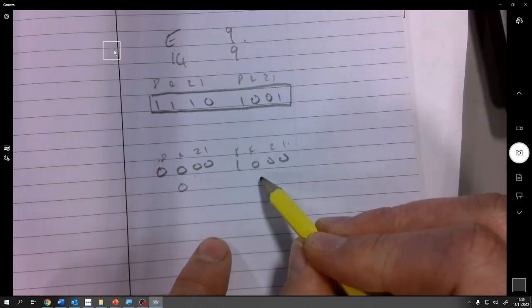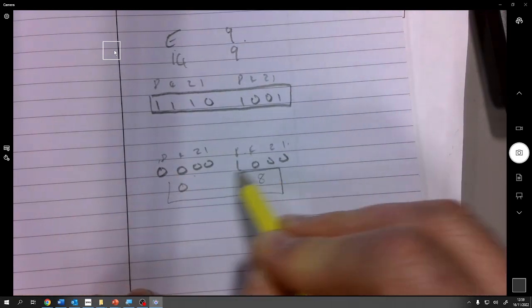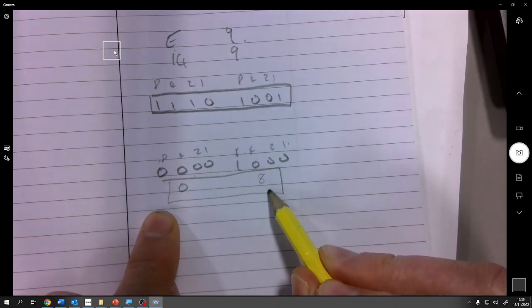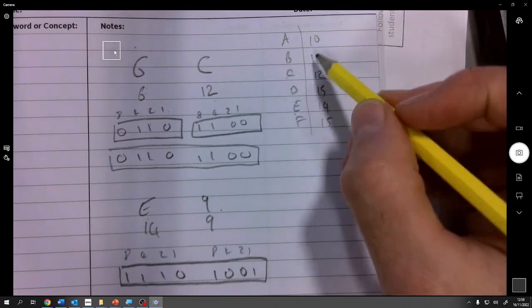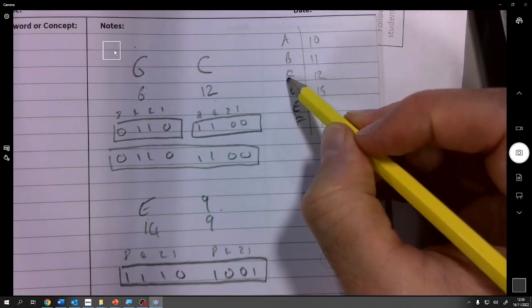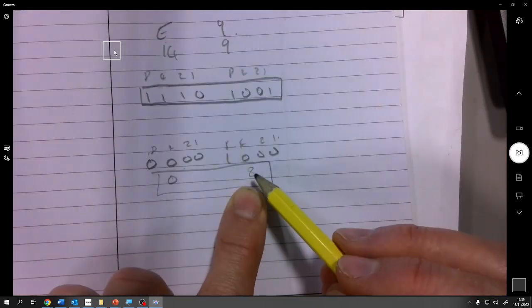So this is just 8. So that in hex is just 8. If that was bigger than 9 and it was 12, we'd have a final step to find out what 12 is, and we'd have to write a letter. But that's all we need so far.